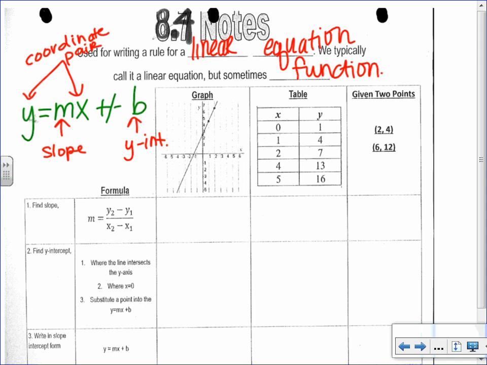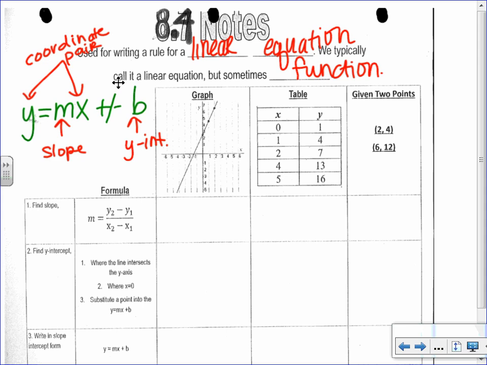Any questions so far? Okay, so let's start with the easiest kind and then we'll work our way to the hardest. So let's start with a graph. If they give you a graph and they say write the rule or write the linear function, they're just asking, can you find the slope, can you find the y-intercept, and then can you write it in slope-intercept form? Then this is slope-intercept form. Slope-intercept. Pretty basic. Everybody with me so far?